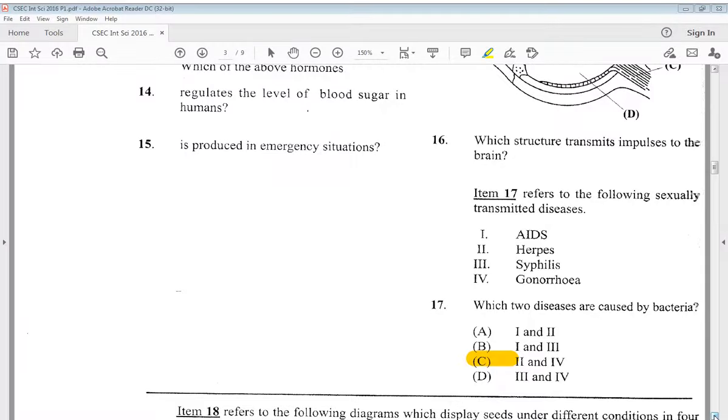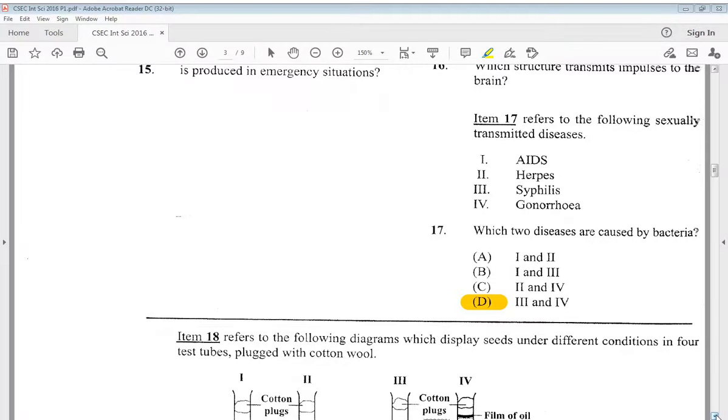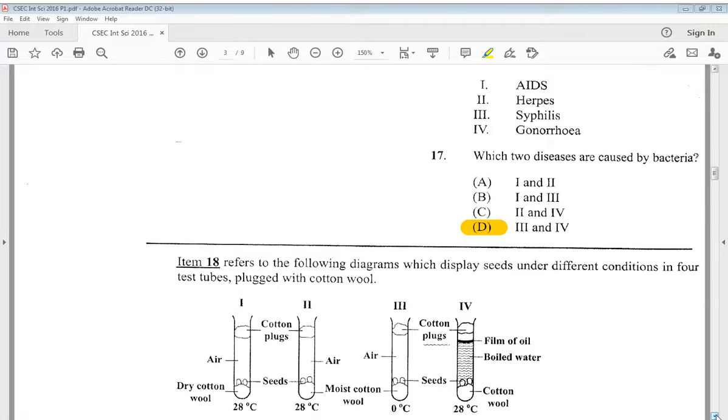Oh, what did I say? No, that's not correct. It says are caused, let me read that again. Which two diseases are caused by bacteria? So syphilis and gonorrhea, those are the two. So D is the correct answer. So D for 17. Let's go to number 18 now.